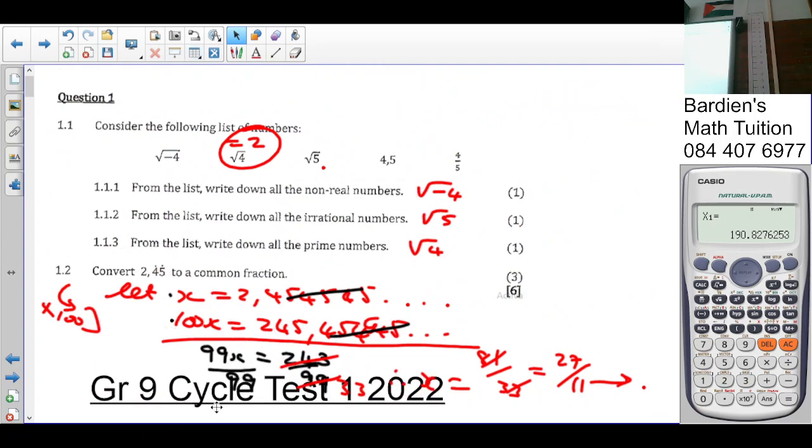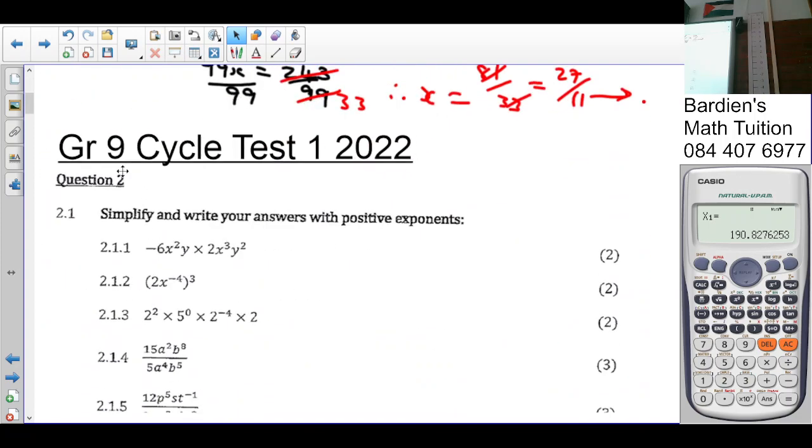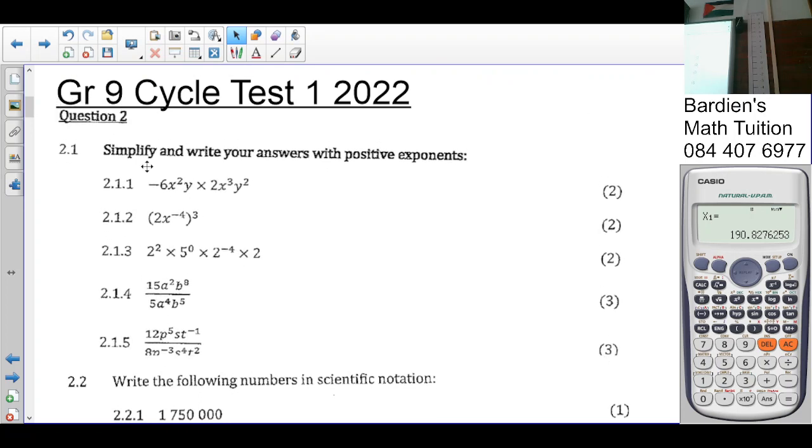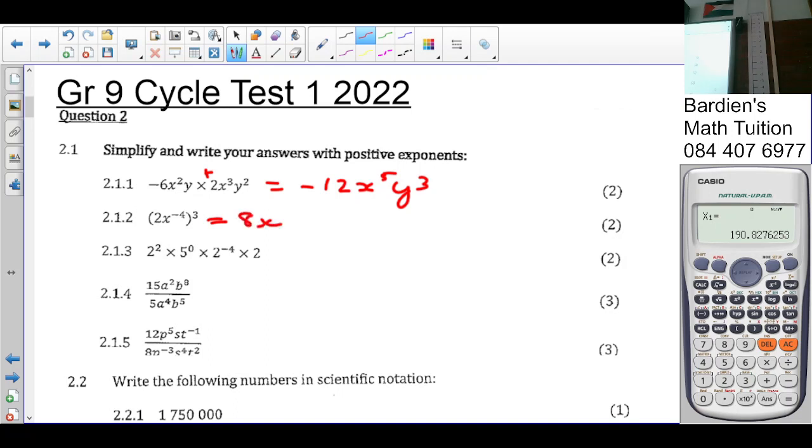So we're looking at Question 2. In Question 2, we are told to simplify and write your answer with positive exponents. When you're multiplying and the bases are the same, we add the exponents. Negative times positive, of course, is negative. 6 times 2 is 12. x squared times x cubed is x to the exponent 5. y times y squared is y cubed. The next one: 2 cubed of course is 8. x to the -4 times 3 is x to the -12.